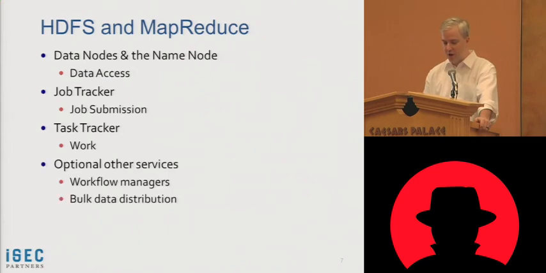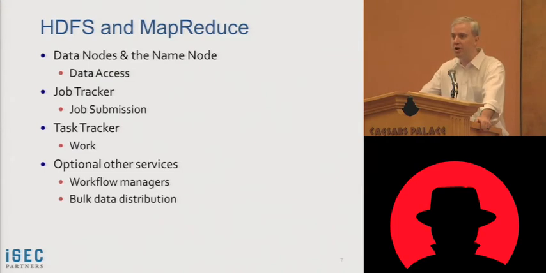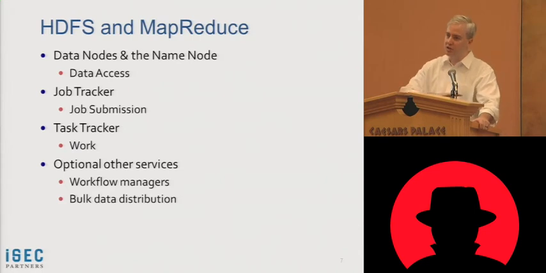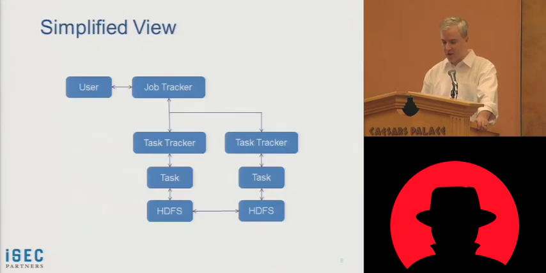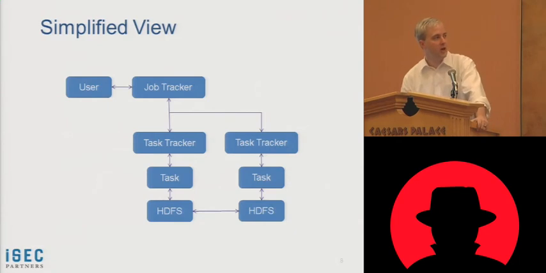And then while these are the primary components of a Hadoop cluster, there are other optional services like workflow managers, of which there are several now, or bulk data distribution, which is used to even out data distribution across the cluster, because it's essential to performance that data is replicated. So this is a simplified view that neither breaks things down well along functional lines nor along machine boundaries, but it's just intended to give you a map of what Hadoop looks like.